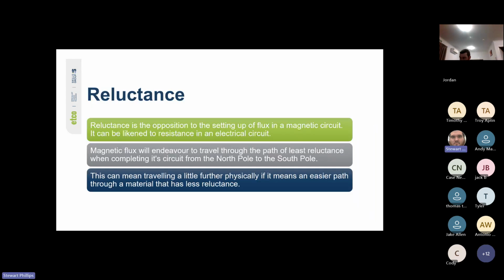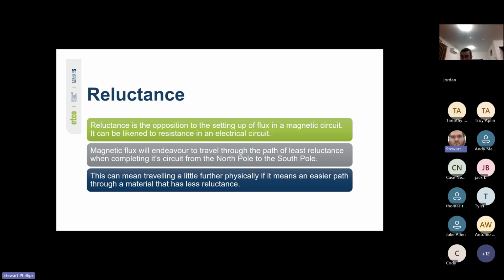Cool. And now we'll talk about reluctance. Reluctance, similar to resistance, is the opposition to the setting up of flux in a magnetic circuit. It can be likened to resistance in an electrical circuit. So the magnetic flux will endeavor to travel through the path of least reluctance when completing its circuit from the North Pole to the South Pole. The magnetic field within the magnet always goes from north to south. This can mean traveling a little further physically if it means an easier path through a material that has less reluctance.